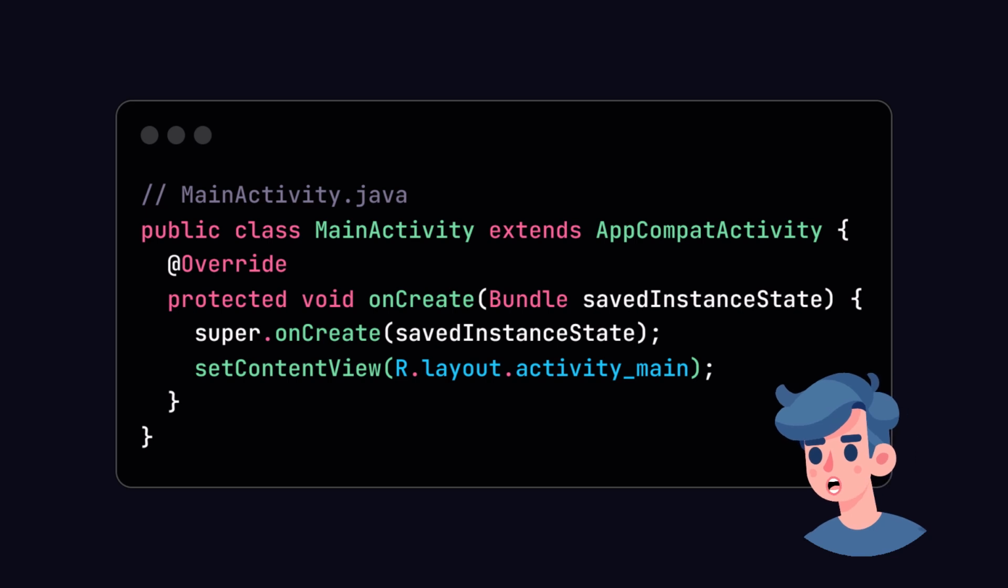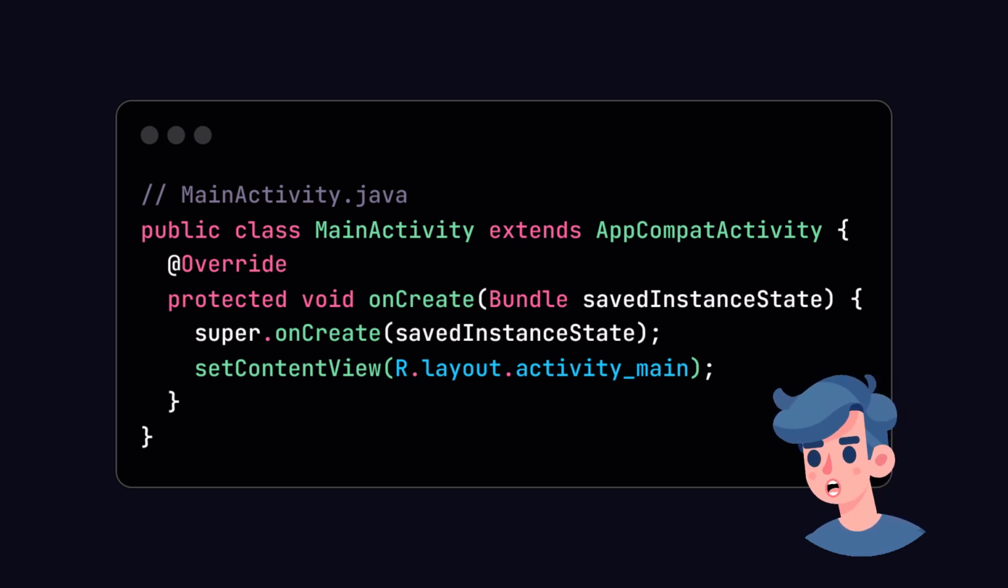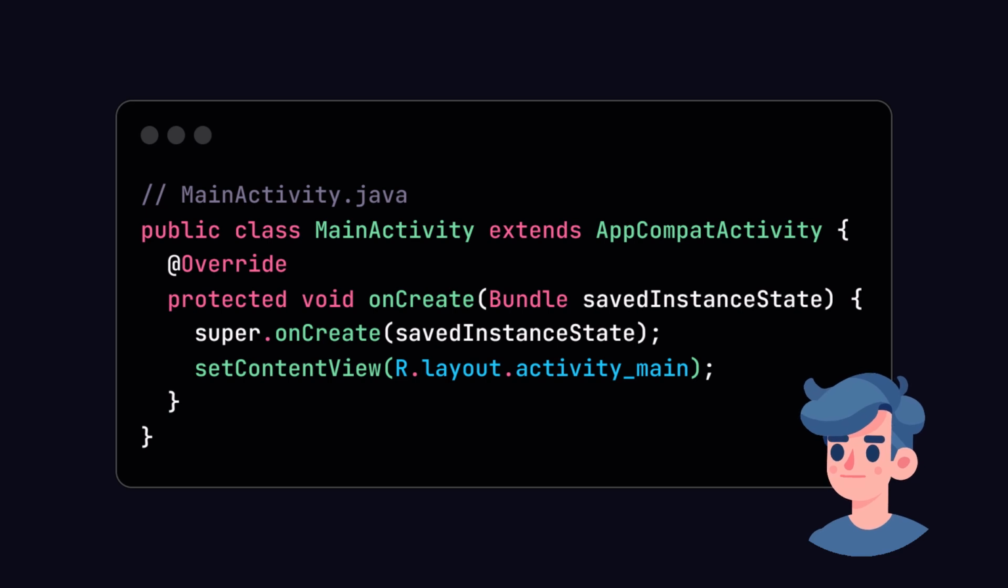Next, open Android Studio and create a new project. Select Empty Activity and name your project. For example, Vuforia Integration. Ensure that you select Java as the programming language.